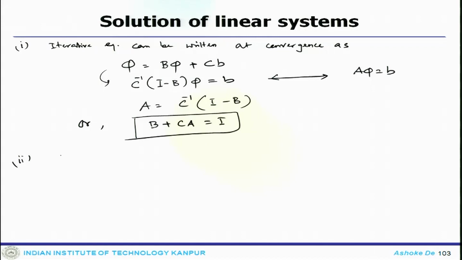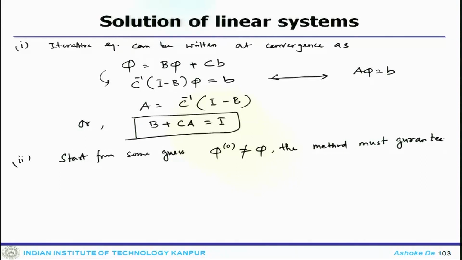Now the second point is that you start from some guess, let us say phi^0, which is not equal to phi. The method must guarantee that phi^n will converge to phi as n increases.